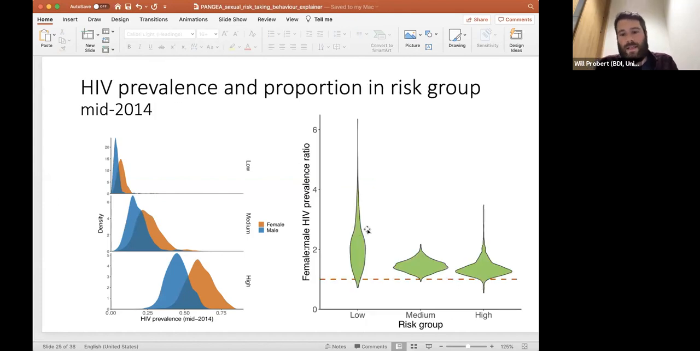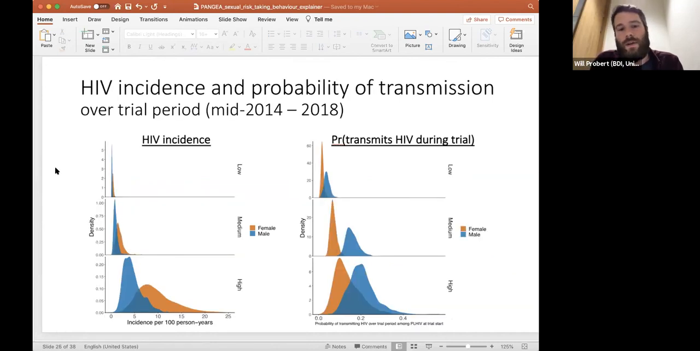If we look at the male to female prevalence ratio, we can see that it decreases as risk group increases, and so does the variation in the prevalence ratio. And if we look at measures across the course of a simulated trial, we can look at measures of both HIV acquisition, so HIV incidence on the left, and onwards transmission, so the probability that an individual transmits HIV during the trial. This is in a simulated trial.